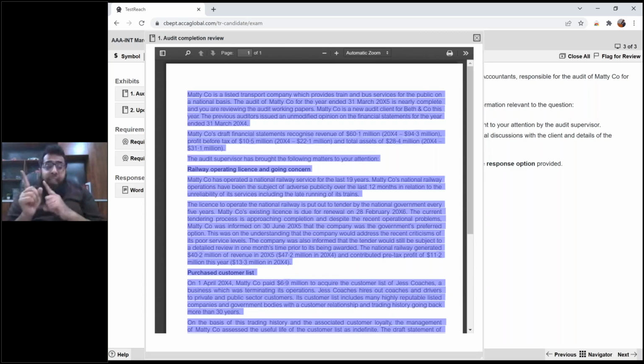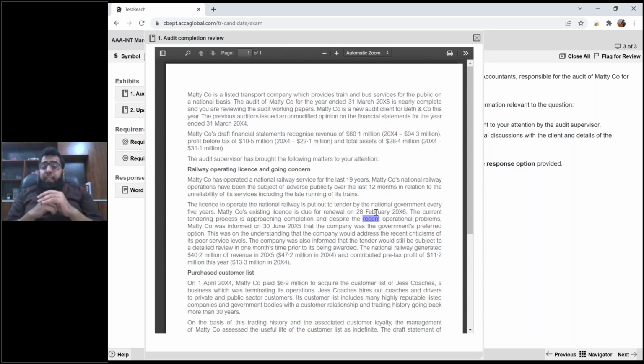As per IAS 1, the presentation of financial statements, the going concern assumption should reflect the next 12 months. Okay, the going concern assumption is for the next 12 months.